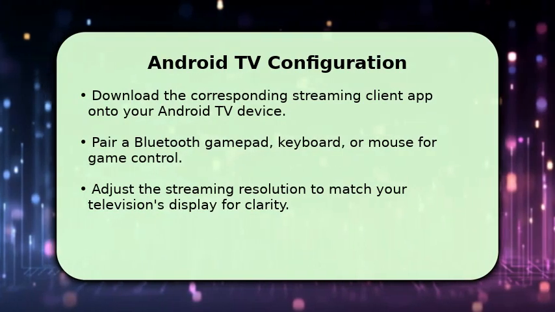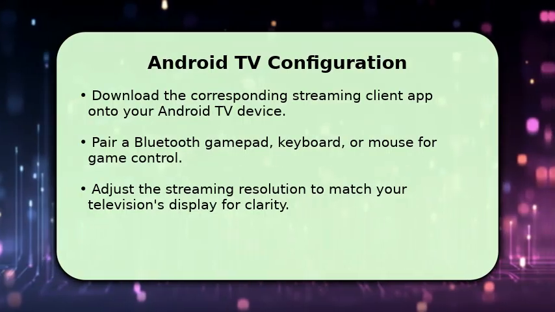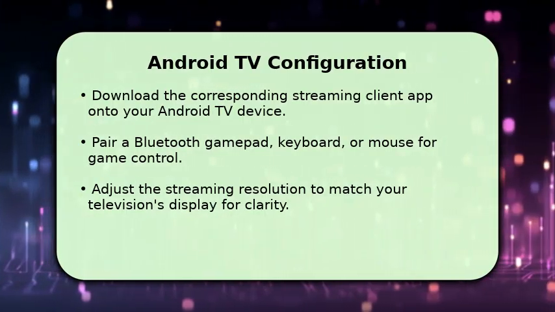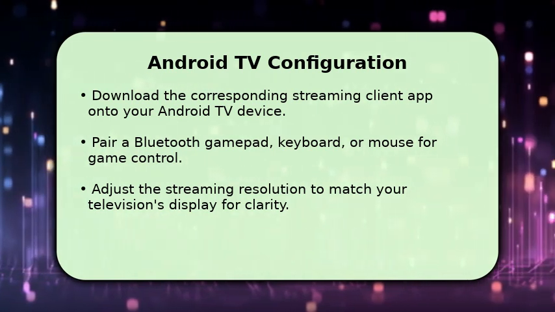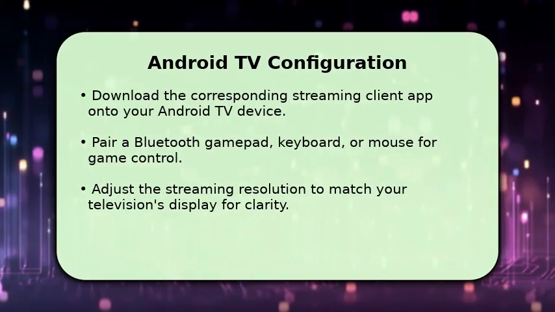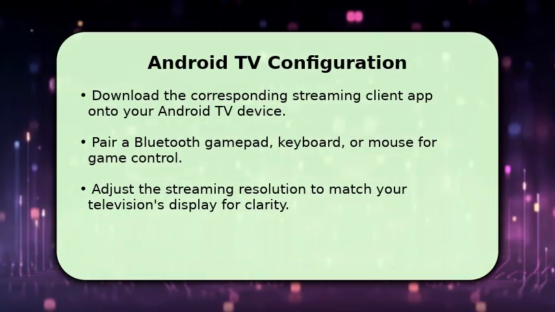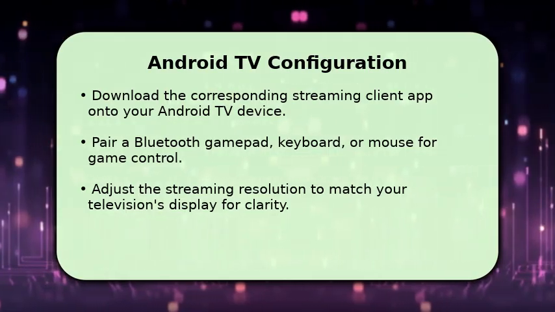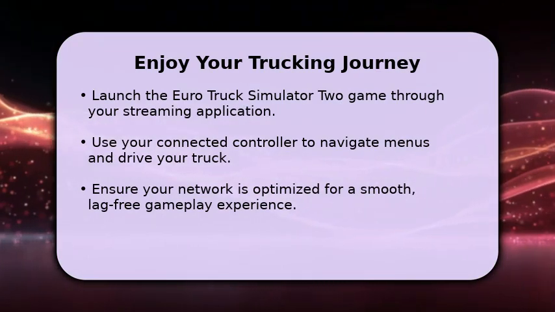Now, let's configure your Android TV. Download the matching streaming client application from the Google Play Store. Once installed, pair your preferred input device, such as a Bluetooth gamepad, keyboard, or mouse, directly to your Android TV. You can also fine-tune the streaming quality settings within the app to achieve the best visual fidelity and performance on your television screen. With everything set up, you're ready to hit the virtual roads.